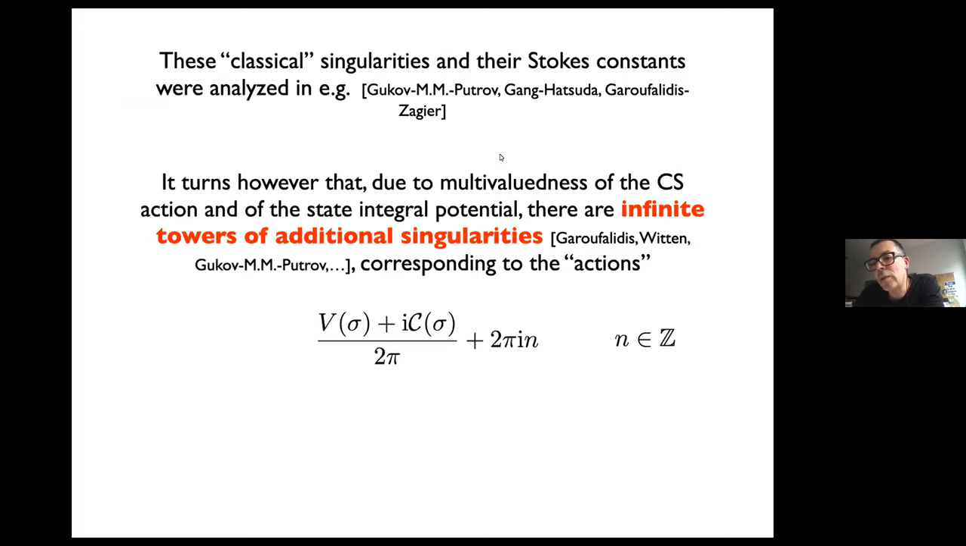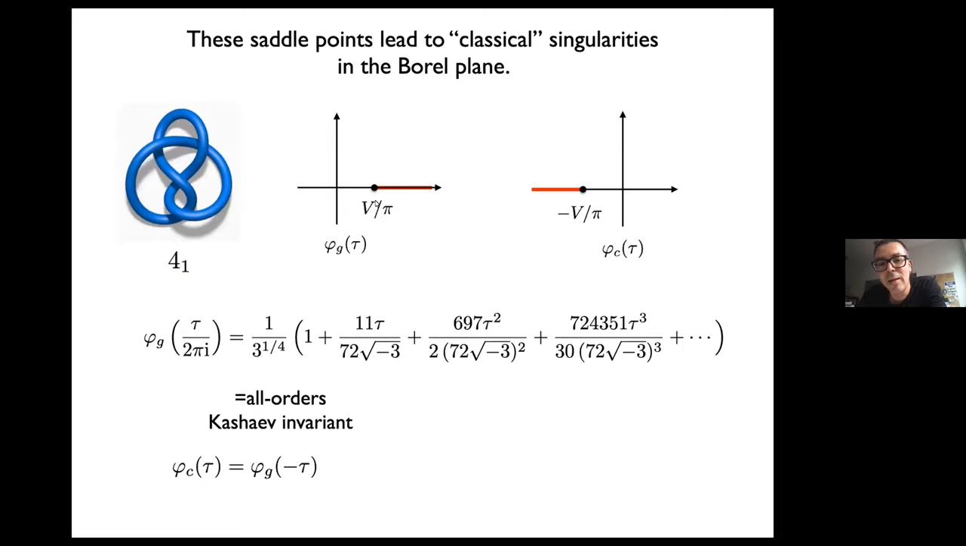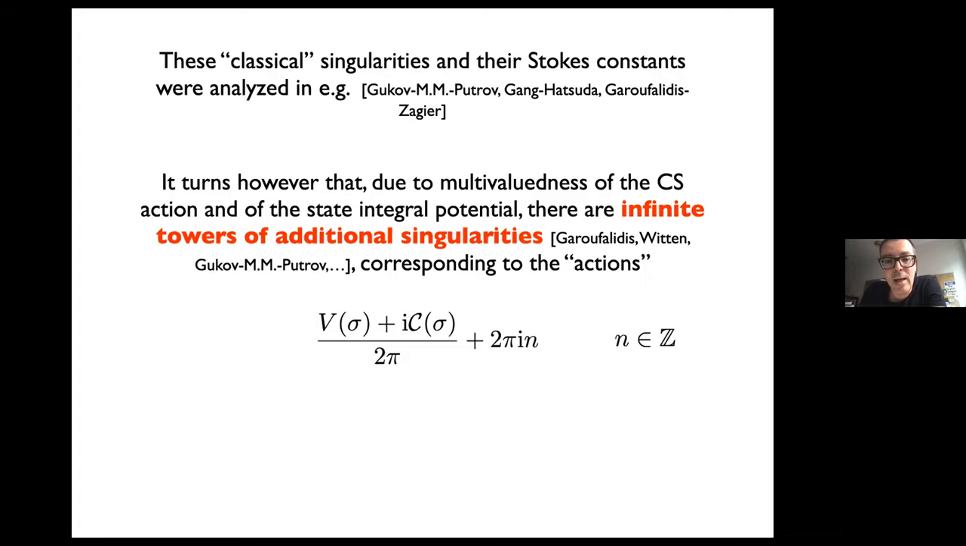And the crucial twist is that the Chern-Simons action has multivaluedness. It's a multivalued action. So this means that in reality, you shouldn't expect a single singularity corresponding to this classical connection. You should expect an infinite tower of additional singularities, which correspond to the different multivaluedness of this complex Chern-Simons action. So you should consider all the possible coverings of this action by an integer n. And you should expect to see all these additional singularities in the complex plane of this Borel transform. So when you look at the Borel transform of this power series, you should not only see this classical flat connection, but a full tower of singularities equally spaced according to the multivaluedness of the Chern-Simons action. And this is really what happens.